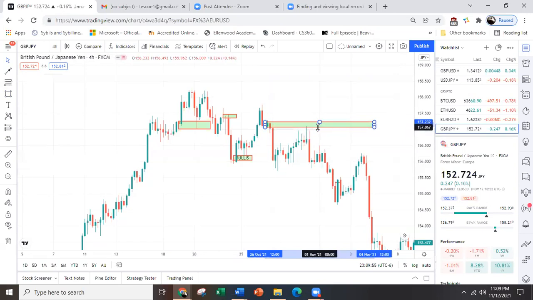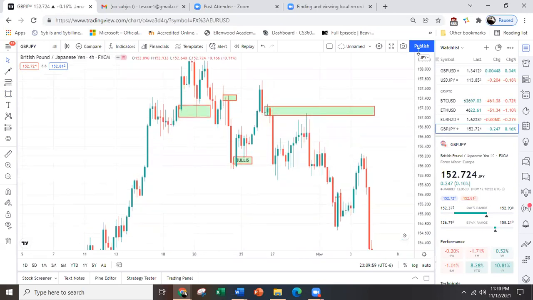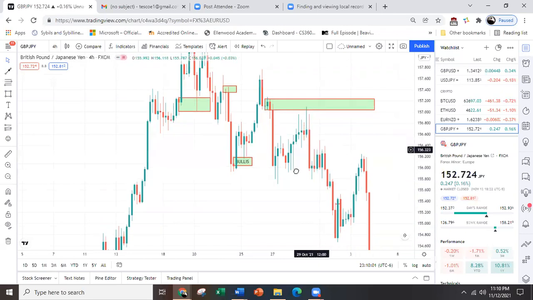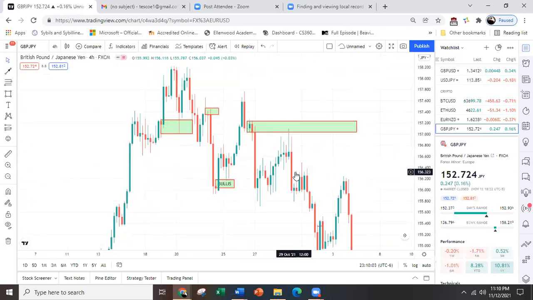I have a question. Yes. So when you're measuring out your order block zone, you are definitely including the wick and the body. Is that correct? Yeah. Okay. Great. Thank you. Definitely incorporating everything.